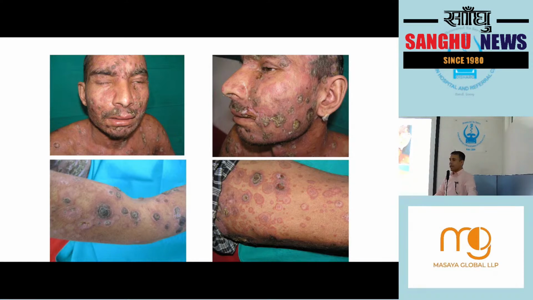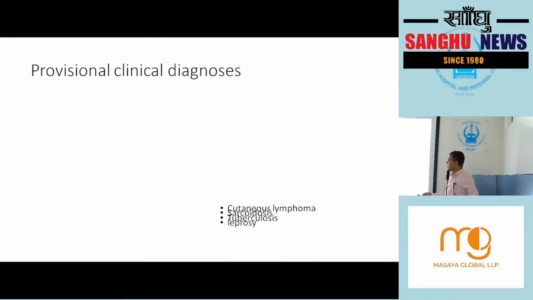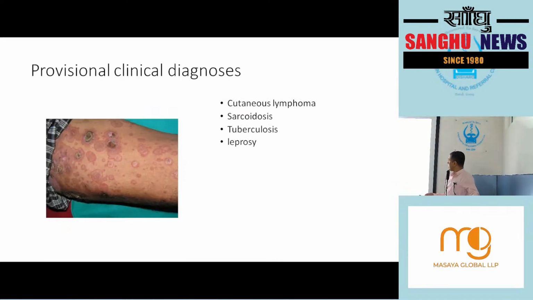Some say EM-like, targetoid; a variety of descriptions was given. You see, all over the body almost. And these are the differential diagnoses. Again, a lymphoma. We are discussing a lymphoma today. Some other granulomatous conditions.